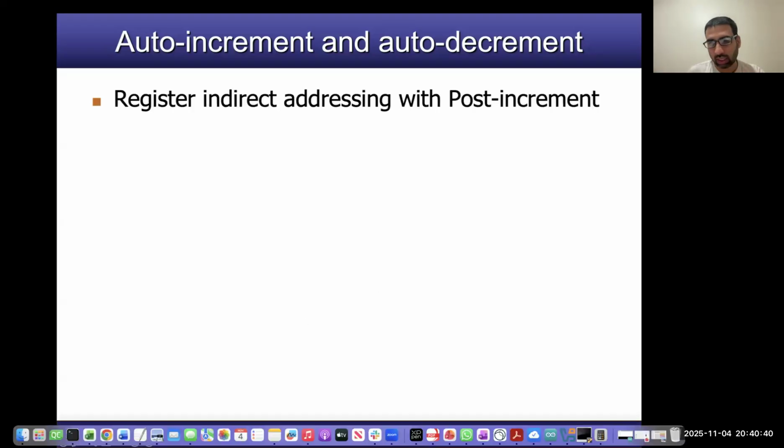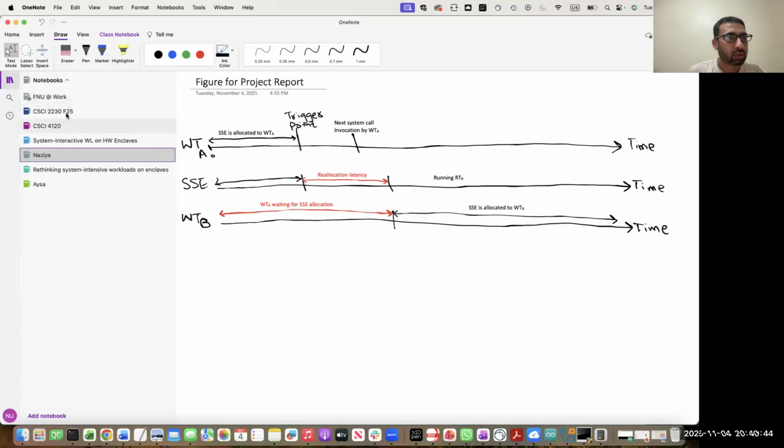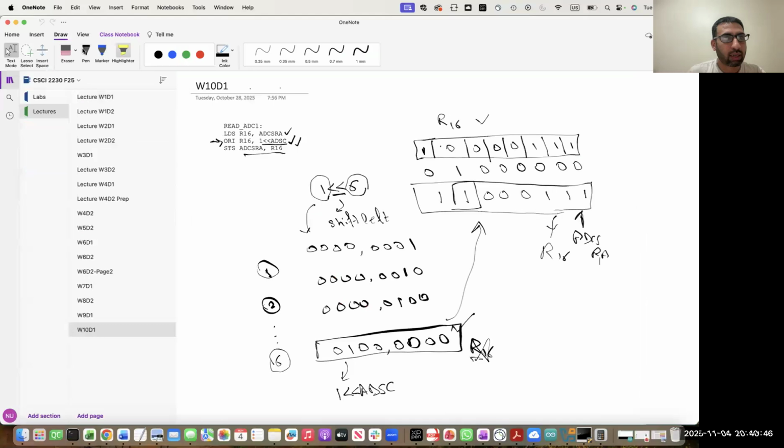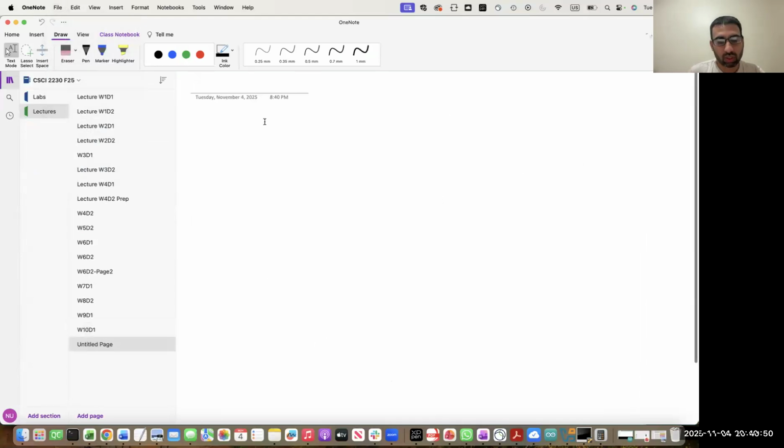So what was register indirect addressing mode? Again, I can go to OneNote and create a new page, week 11, day 1.